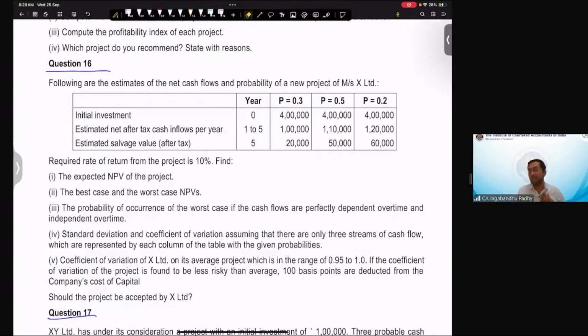Okay, before that, Sanya is asking why not to consider probability. We are just calculating the best and the worst case NPV. When we take the probability into account, then we are actually calculating the expected NPV. We want to know what is the worst possible scenario. Probability of that is a separate aspect.